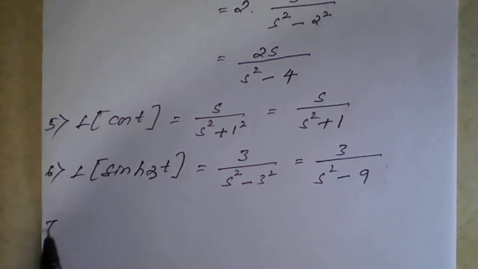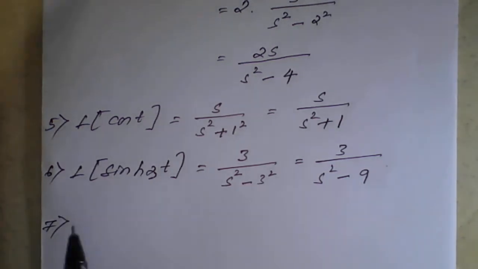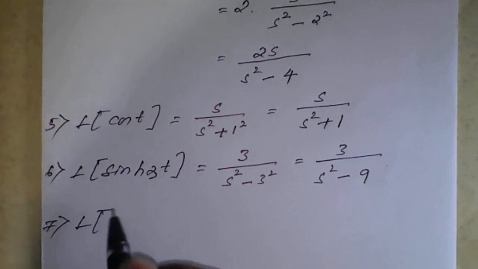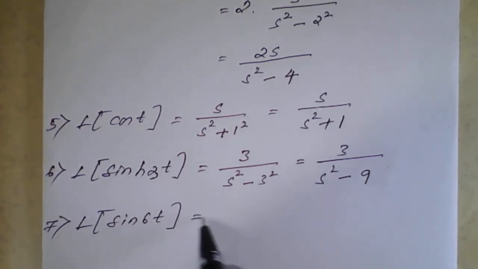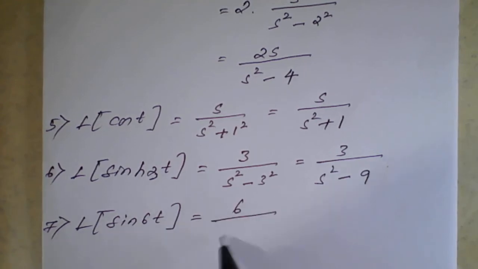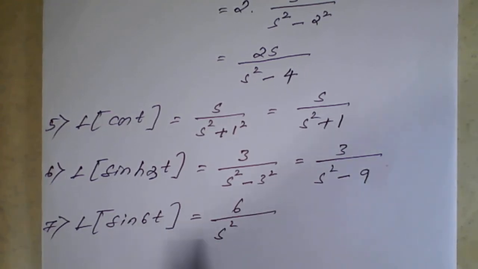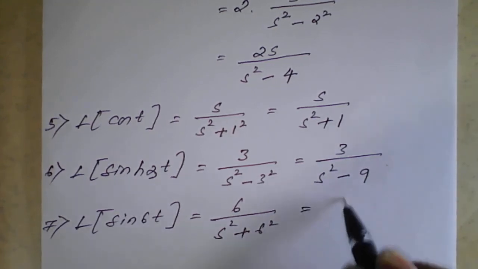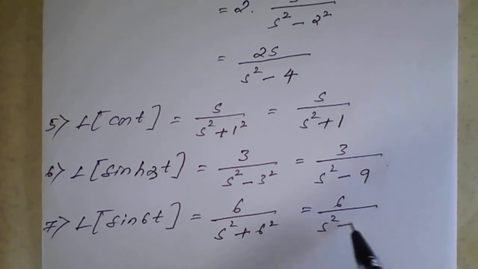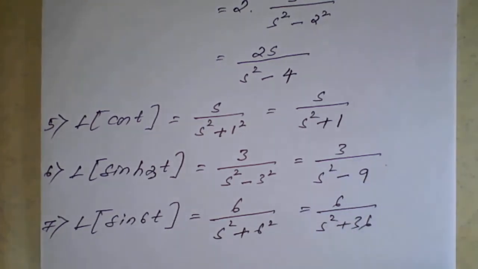So next example, Laplace of sine of 6t. It will become 6 divided by s square, because of trigonometric function plus sign will come, plus 6 square, which is nothing but 6 divided by s square plus 36.